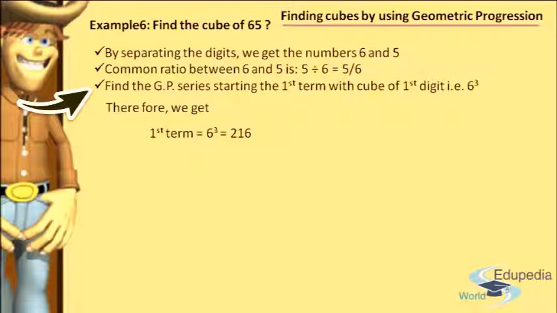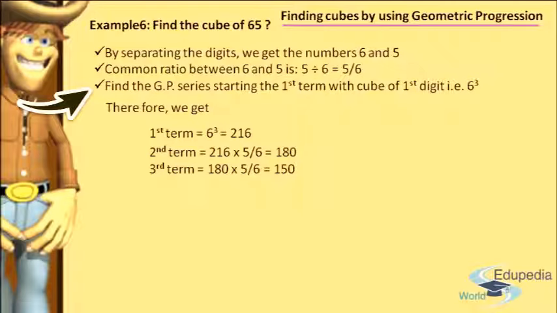After getting the first term, to find the second term, we just take the first term and multiply it with the common ratio, that is 5 by 6. So by multiplying the number 216 with the common ratio 5 by 6, we get the product 180. After getting the second term, again to find the third term, we take the second term and multiply with the common ratio 5 by 6. So therefore 180 into 5 by 6 is equal to 150. This is the product we get when we multiply the number 180 with the number 5 by 6.